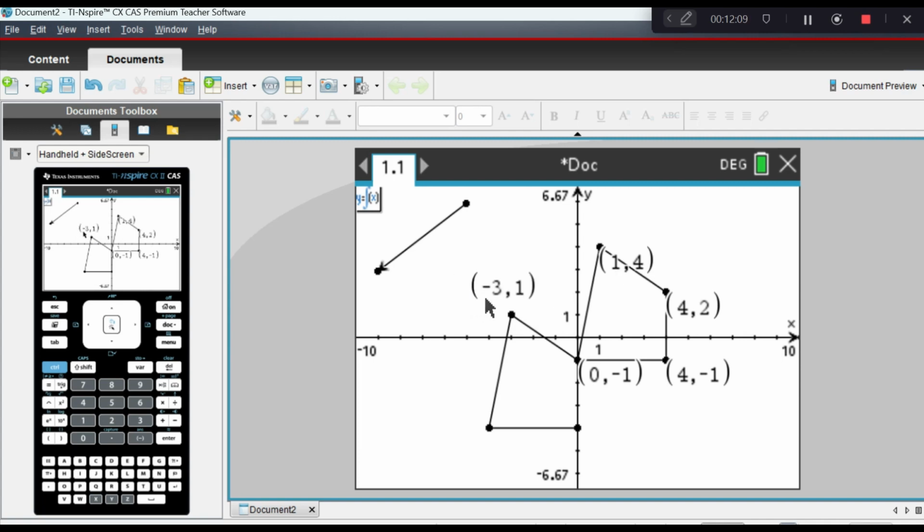It became negative 3, 1. And what happened here to this point? Became negative 4, negative 4. This point became something, I don't know what that is. That's a bad number, negative 4. I wonder if there's something funny about that. I don't know what it is. And this one became 0, negative 1.